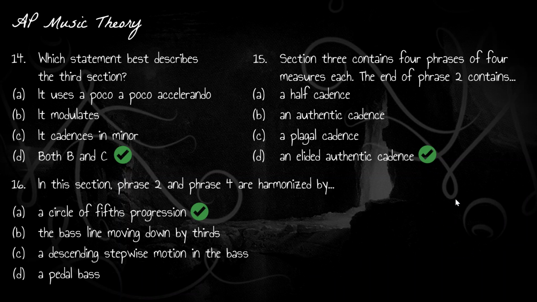15. Correct answer is D. In section 3, the second phrase begins with an elided authentic cadence. This actually occurs between phrases 2 and 3. The third phrase begins with the tonic harmony that ends the second phrase. 16.